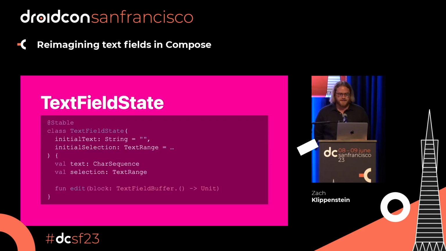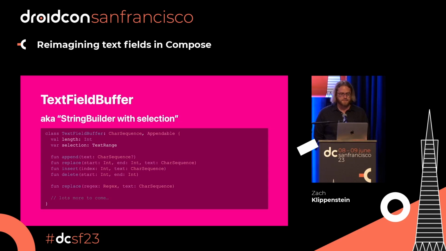So let's look at the actual text field state class. It's got a constructor. You can pass in an initial text and initial selection. And then it's got a couple of properties, so you can pull the text out, and it's a char sequence. And you can also get the current selection. Or if there is no selection, then this will just be a 0 length range, which means cursor. There's also that edit function on there, and that just takes a lambda that has a text field buffer receiver.